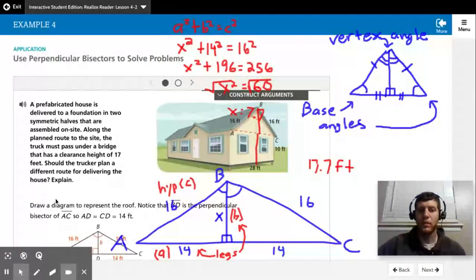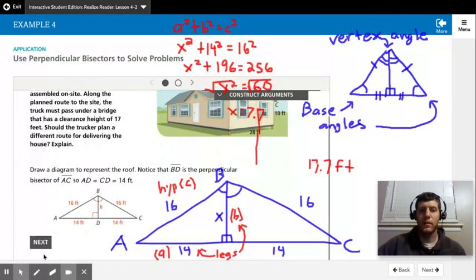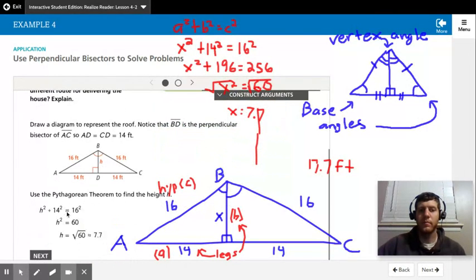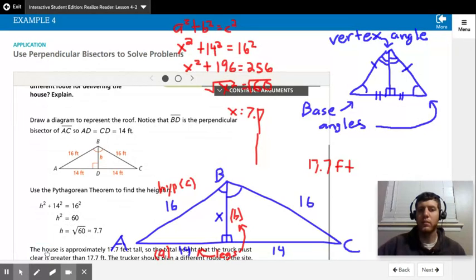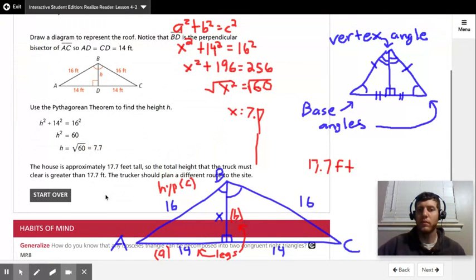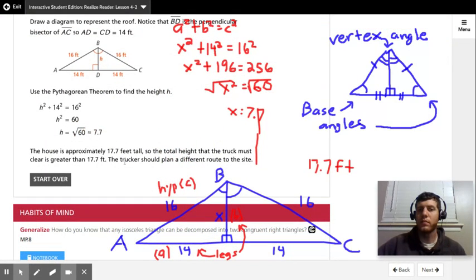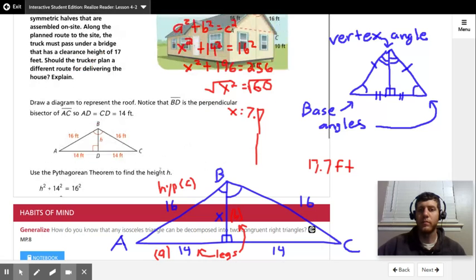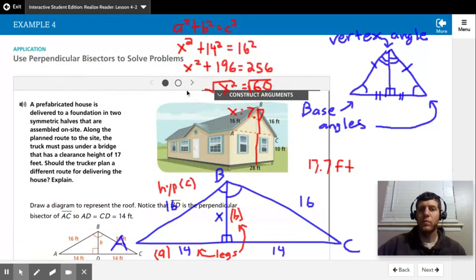So if we look at our solution here, right, they use the Pythagorean theorem. Square root of 60 is about 7.7. So it's not going to fit under the bridge. Okay, if we just look real quick at your try it then.